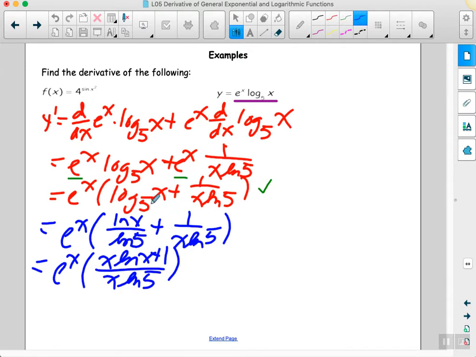We can use the change of base formula to write that as ln x over ln 5 plus 1 over x ln 5. Now a common denominator, I'm going to make the common denominator x ln 5. I will now need to multiply this by x. I'll get x ln x plus 1 all over x ln 5 multiplied by my e to the x in front. And again, I'm just showing this to you because sometimes in university you're told to take it to a specific answer, and I'm going to tell you to take them to a specific place on the performance task.